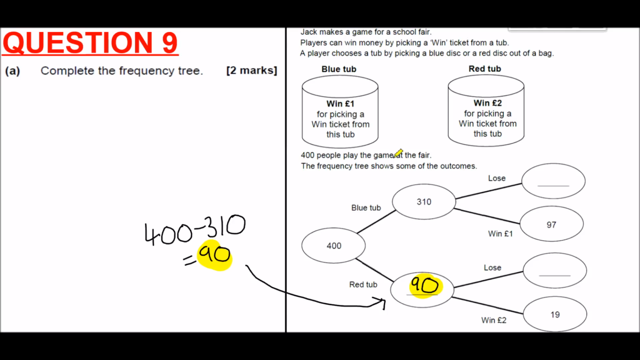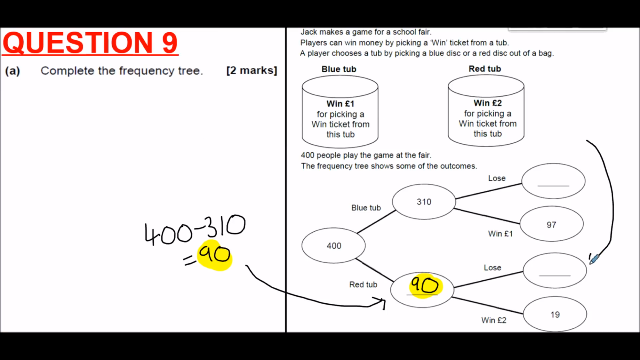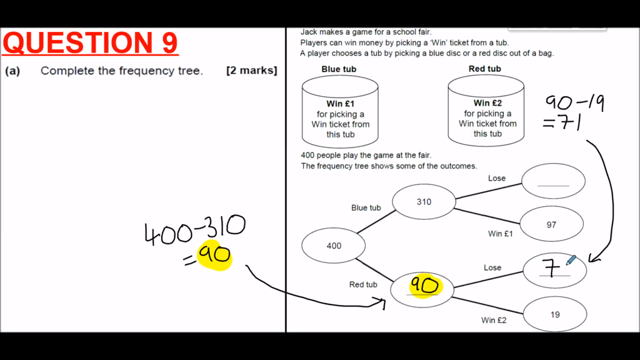We're told that of those 90, 19 won £2. Like I mentioned before, the things that a number branches into need to add up to where these numbers branched from. So 19 plus this one here needs to add up to 90. And so in the same way as we did the total, take away the other number for this yellow highlighted number here, we do the same for working out how many people must have lost. So the number of people that lost will be 90 minus 19. So 90 take away 19, we should get 71. There we go, 71. So that's the second step. We've got 90, and we've now worked out the other one is 71.